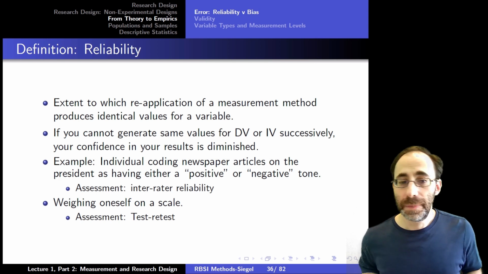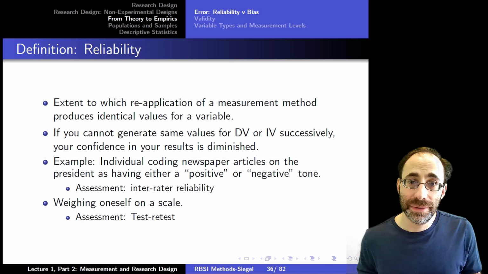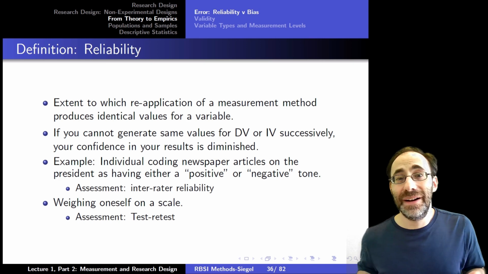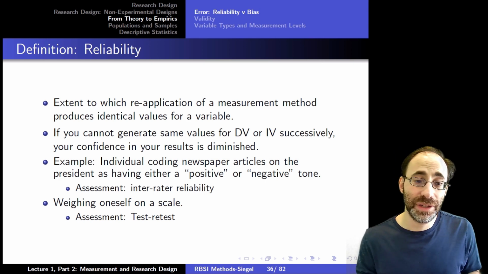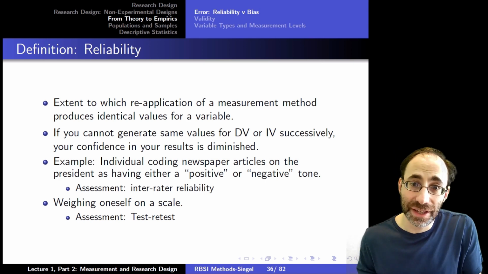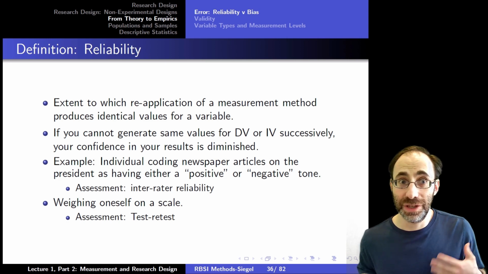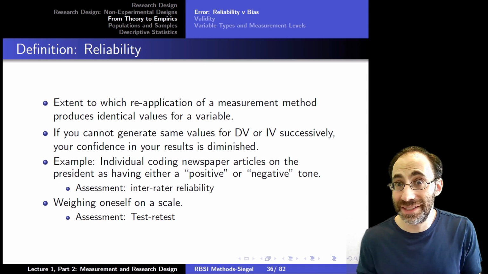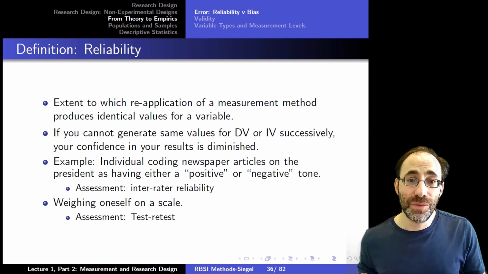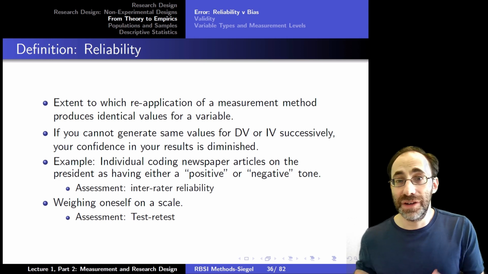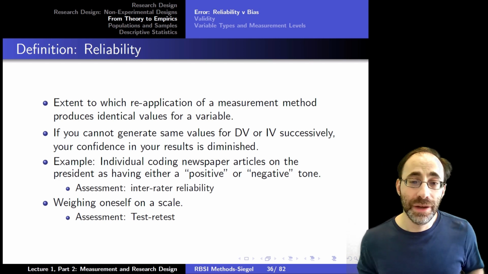Another example is weighing yourself on a scale, right? A reliable scale would give you the same weight every time that you measured, if you were the same weight. So typically what you do there to test a scale is to test and test again a few seconds later, right? If you test 5 times in a row in very short order, you assume they didn't change weight within 25 seconds, so you should get the same answer more or less every time. That's a different way of testing reliability.